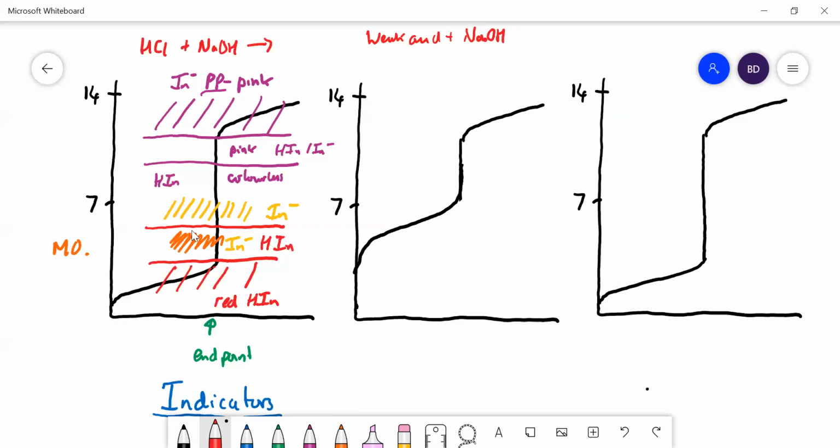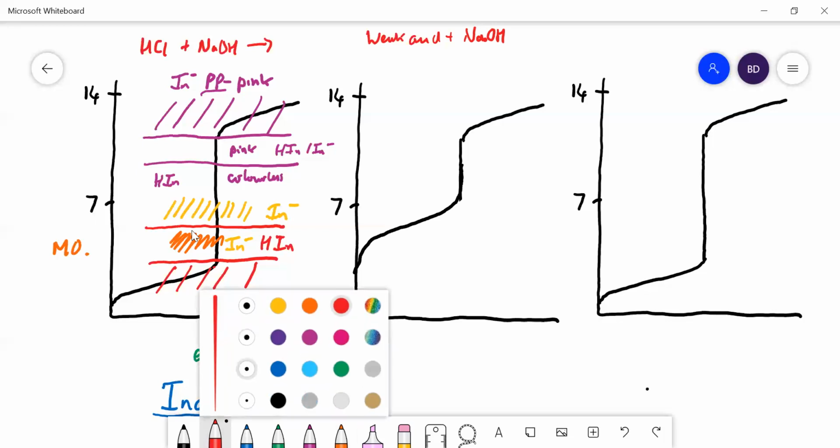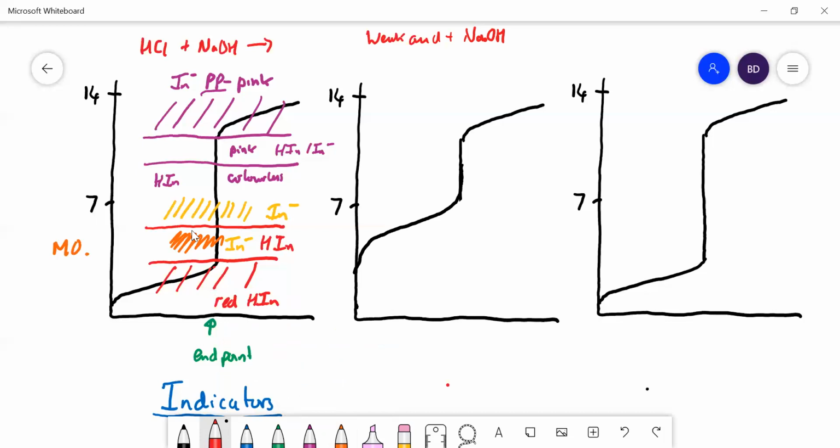Now you can see there that you can't actually use methyl orange. At the start of the titration it would be red, and then way before the end point it would go to orange, not at the end point, and then before the end point it would be yellow, and after the end point it would be yellow. So you can't use methyl orange, it's no good, it doesn't work.